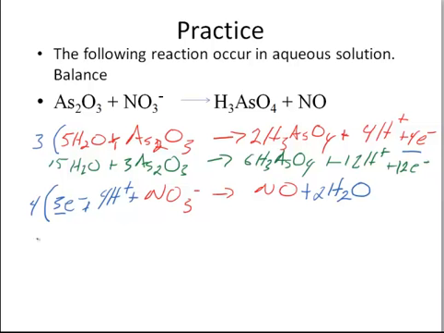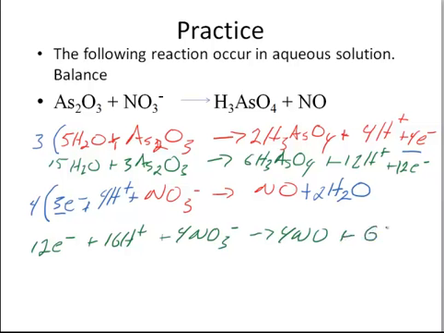Okay, and then down here we've got 12 electrons, 16 H plus, 4 NO3 minus, 4 NOs, and 6 waters. Whew, can you see how involved these problems can get? But you really get a sense of accomplishment when you're done with them. So now I've got to cancel everything on opposite sides and then add them together.